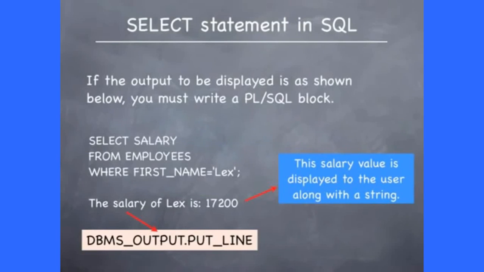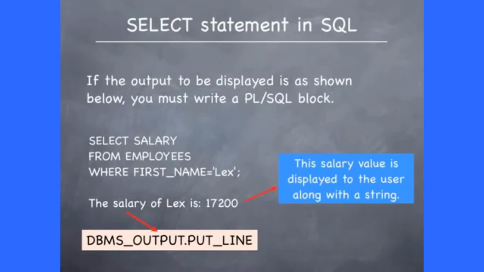Let's say you want to display the salary of the employee Lex along with a string that reads as "The salary of Lex is: 17,200." You do not want to see the output in the form of the table that queries normally display their output with. You might even want to process the salary further to calculate leave allowances based on salary.